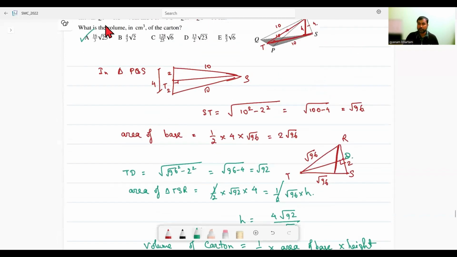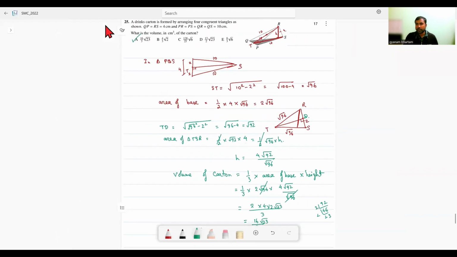So this is how we tried. What we used: how to find the area of an isosceles triangle. Using Pythagoras theorem, we can find the height. Again, using the area of a triangle, which is half times base times height, we can find the height of the pyramid. Then we have the volume directly.